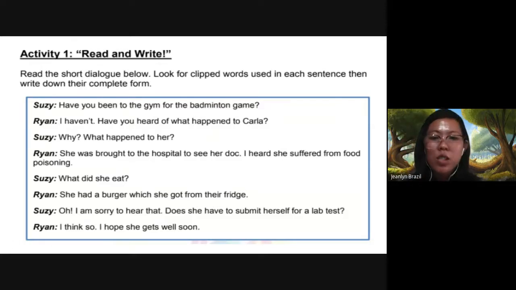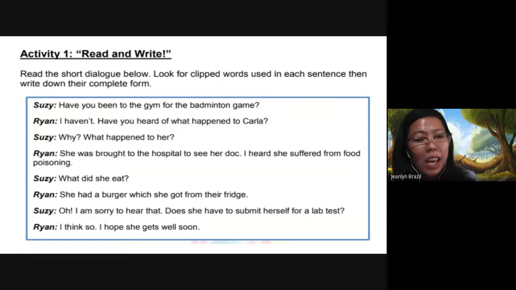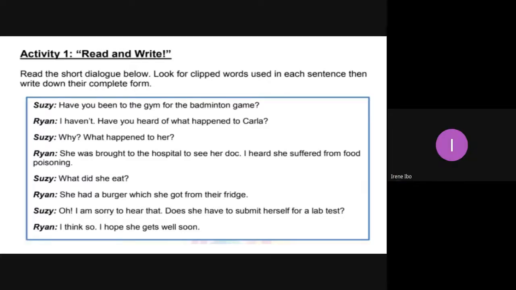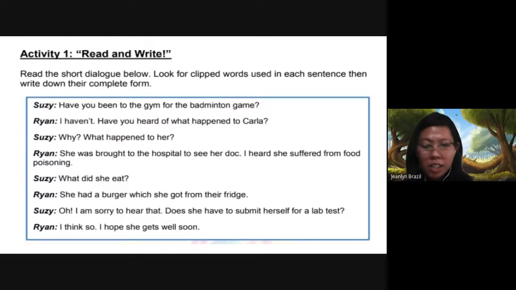Now, let's try to answer. So, meron ba dito sa first part? Have you been to the gym for the badminton game? Do we have here a clip word? What do you think? Who wants to answer? Are you raising your hand, Precious? Or should I call teacher? Okay, Shandy, are you raising your hand? Yes, okay. Is there a clip word here? Yes, and the clip word is gym.